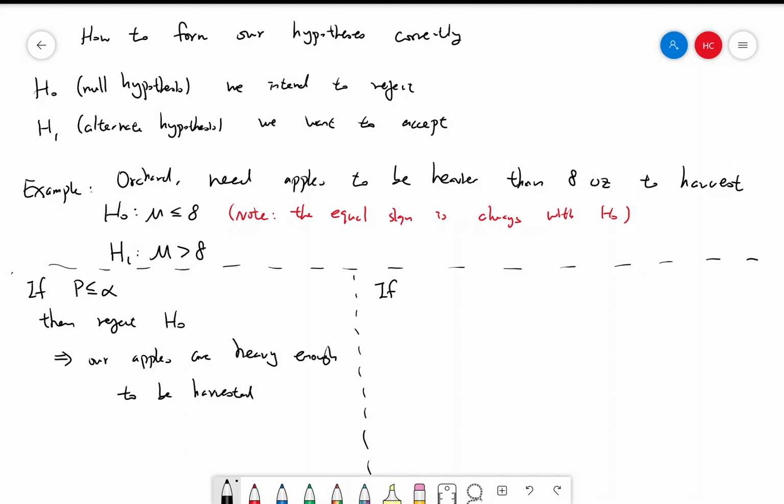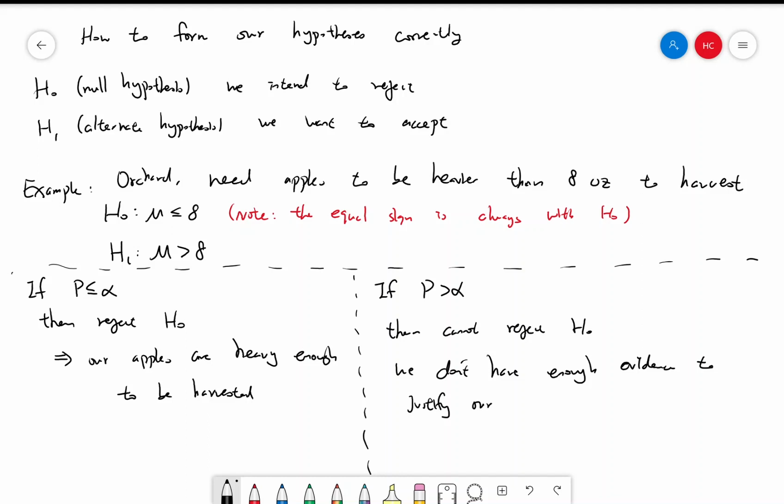But if p is not less than or equal to alpha, then we cannot reject H0. This means we don't have enough evidence to justify that our apples are heavy enough. Because there's no conclusion, we cannot conclude our apples are heavy enough. So all we can do is wait and retest later.